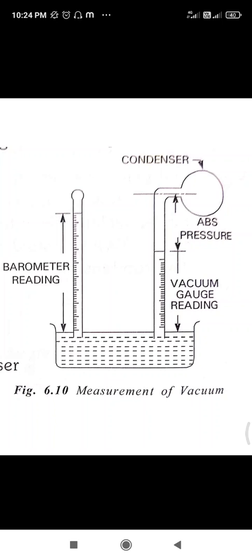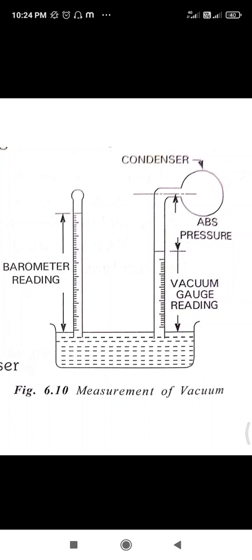In this we can also see the vacuum efficiency. Vacuum efficiency is due to the presence of air inside the condenser. Due to the presence of air inside the condenser, the actual pressure in the condenser is higher than the saturated pressure corresponding to the steam temperature inside the condenser. The presence of air reduces the vacuum due to the increased absolute pressure. The amount of air leakage into the condenser is indicated by the vacuum efficiency.